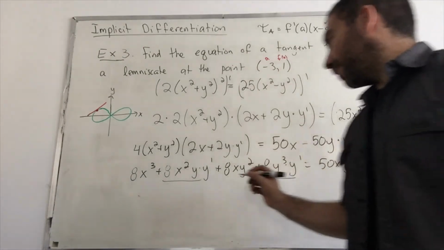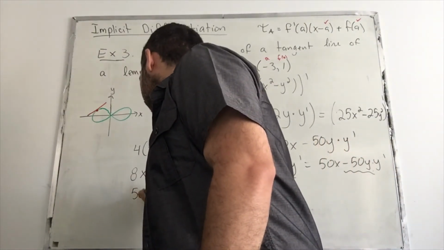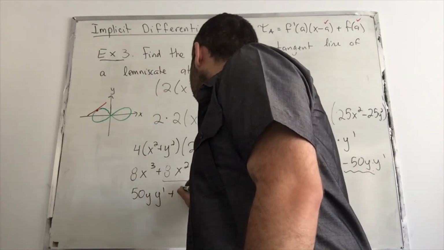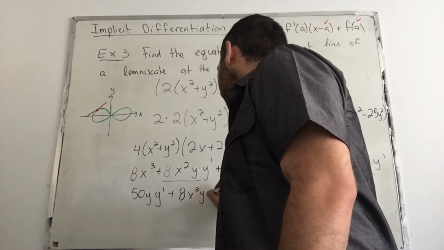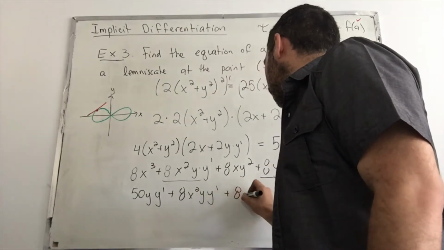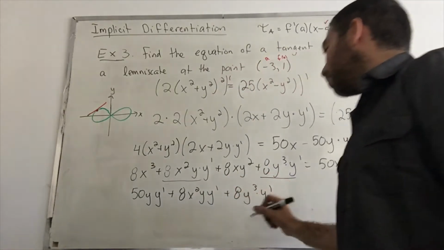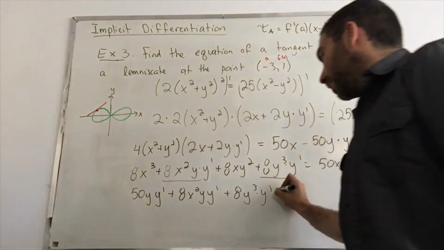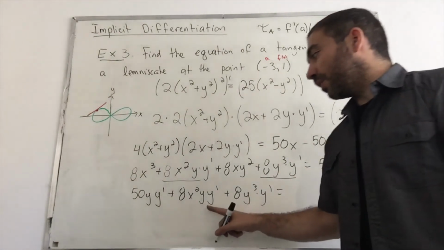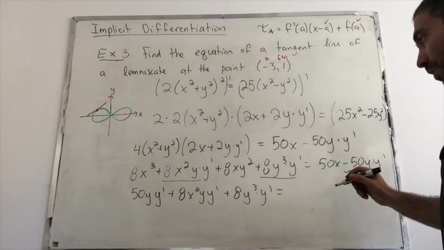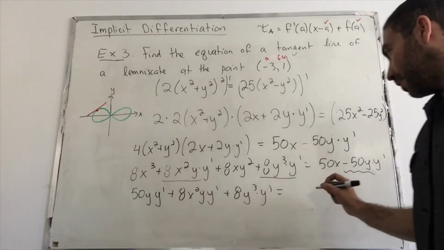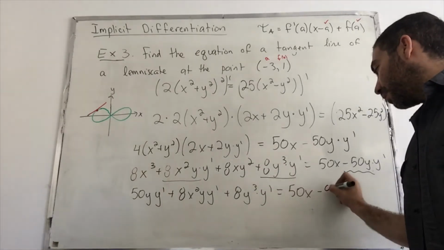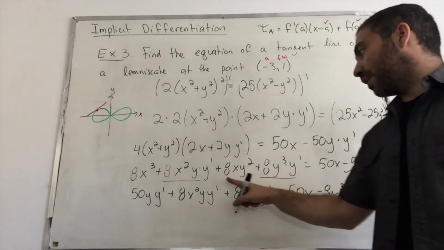This gives us 50y y prime plus 8x squared y prime plus 8y cubed y prime. Notice you cannot combine the y with the y prime, not the same terms, so be careful with that. Leave the y primes on their own. And on the right-hand side, what we get is 50x minus 8x cubed, and then minus 8xy squared.